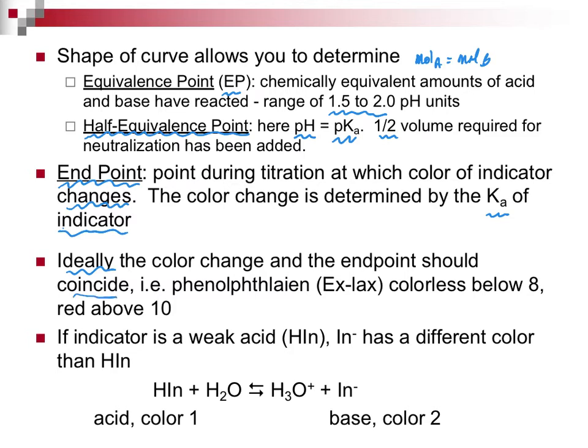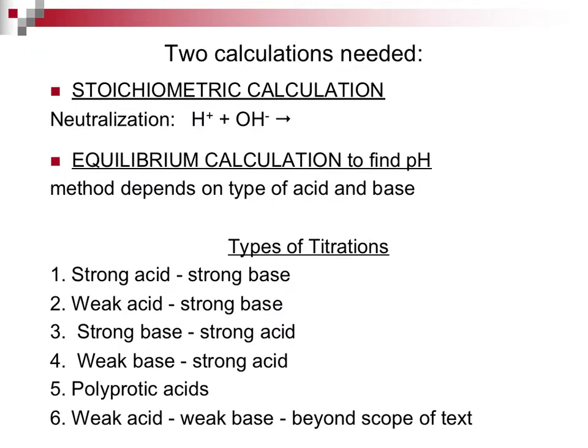Phenolphthalein, also known as Ex-Lax, is colorless below 8 and red above 10. So what is this indicator? Well, it's actually a weak acid. In minus, I say it has color 2. It has a different color than HIn, which is color 1. Stoichiometric calculation, equilibrium calculation, those are the 2 calculations you absolutely must know how to do. And you do know the methodology. What you have to do now is put everything together.